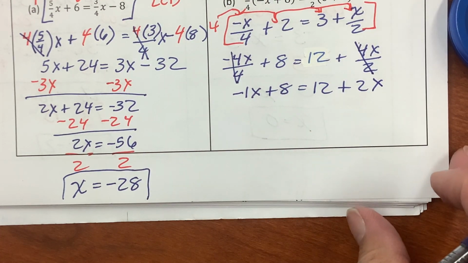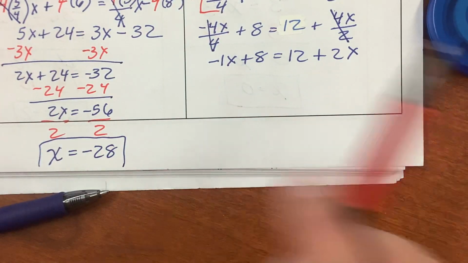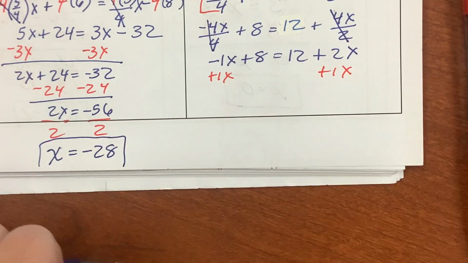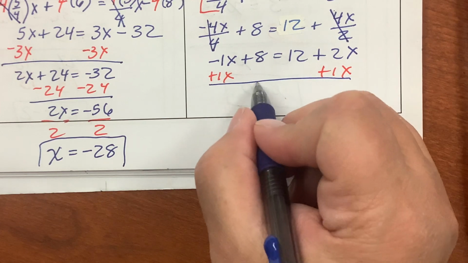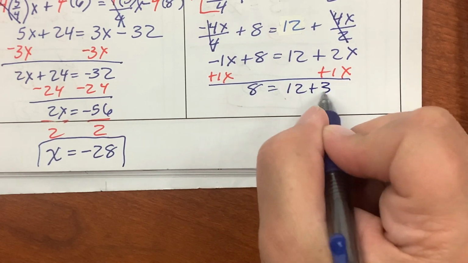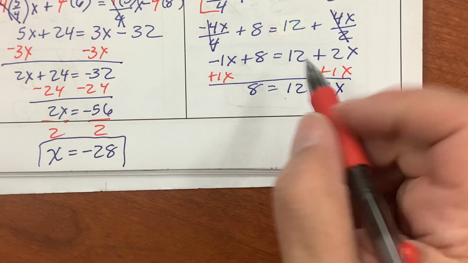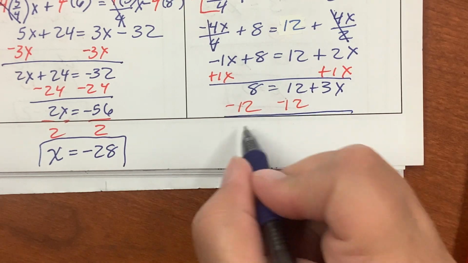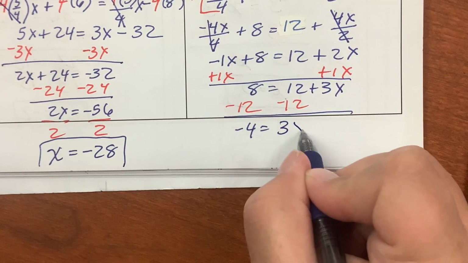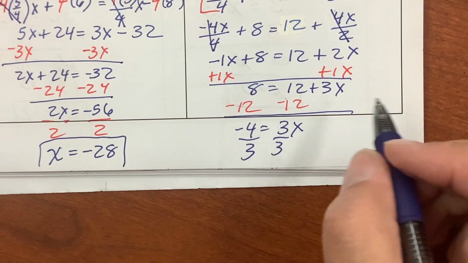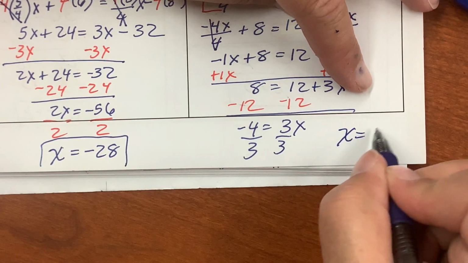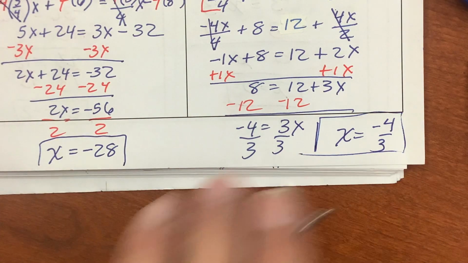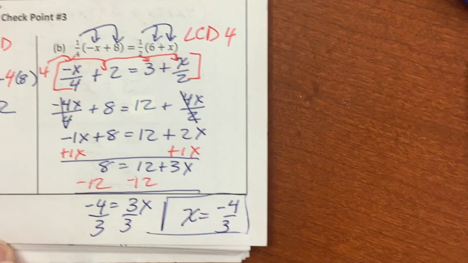Well, that was a lot, and we're not even done with the problem yet. Okay. Add 1x to both sides. 8 equals 12 plus 3x, minus 12 from both sides. And negative 4 equals 3x. Divide by 3. And x equals negative 4 over 3, which I'm going to check because when I get a fraction for an answer, I always worry and I check it.